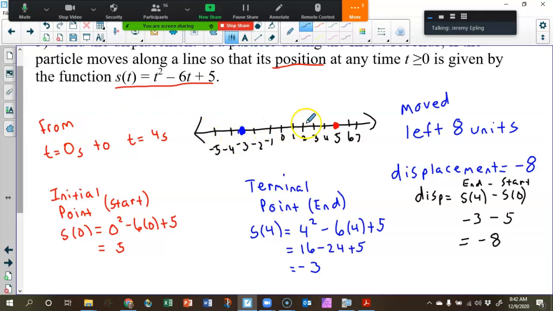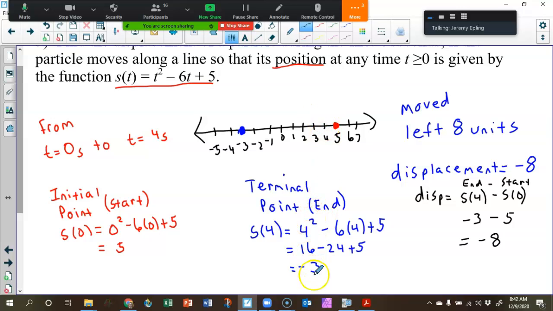Now, there's a lot I don't know about this particle. I know it started at 5 when t was 0, and I know when t was 4, it stopped at negative 3, but there's a lot I don't know in between there. How fast did it move? Did it go to the right and then to the left, or to the left and then to the right and then to the left? There are a lot of things I don't know.